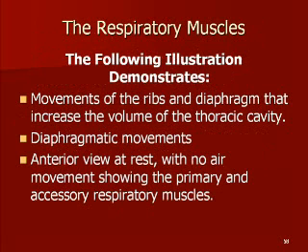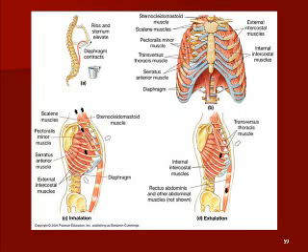The following illustration demonstrates movement of the ribs and the diaphragm that increases the volume of the thoracic cavity. Diaphragmatic movement. Also, the illustration demonstrates an anterior view at rest with no air movement, showing the primary and accessory respiratory muscles. This view is taken from your textbook.